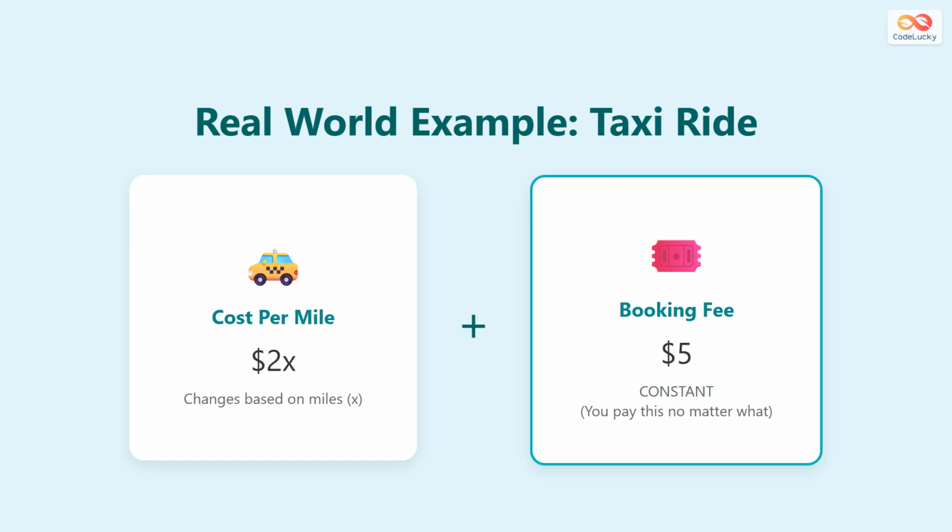Imagine a taxi ride. You pay $2 per mile. That changes based on how far you go, so it is a variable term. But there is often a booking fee, like $5, that you pay no matter what. That booking fee is the constant.